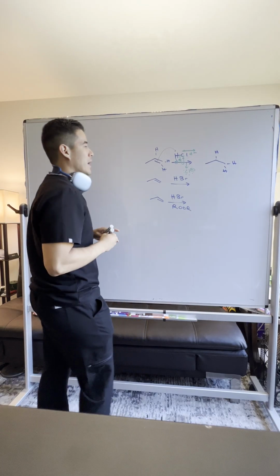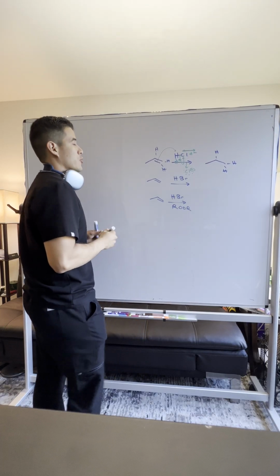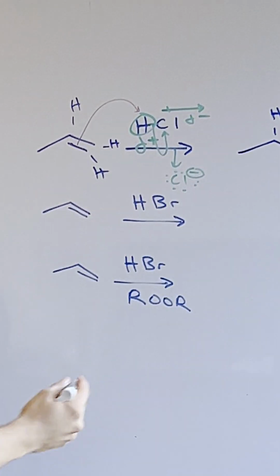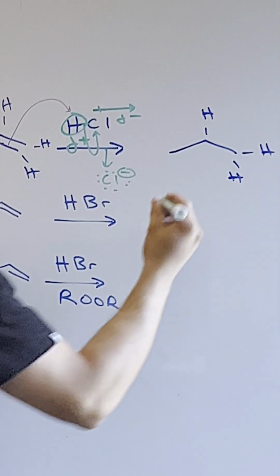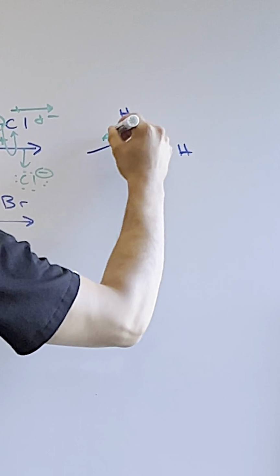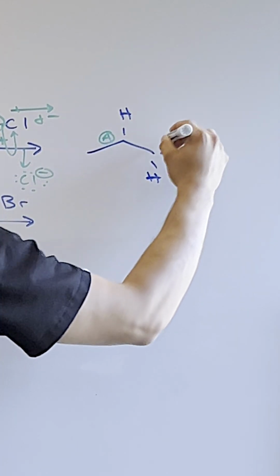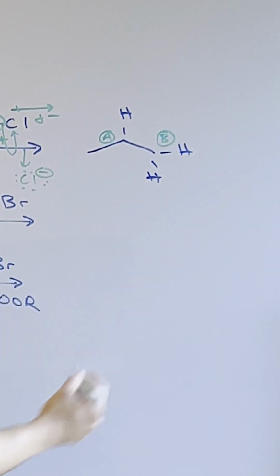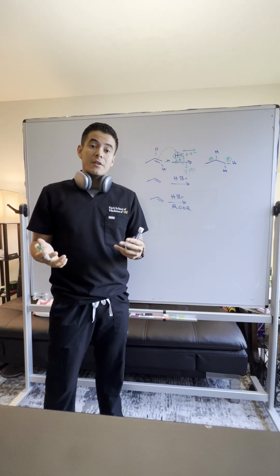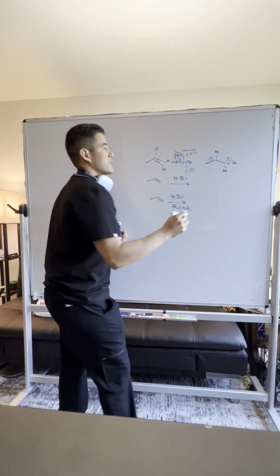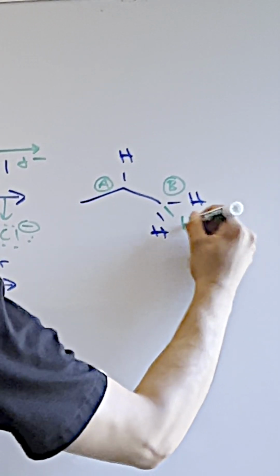However, we're gaining a new hydrogen, right? This is going to be our green hydrogen. Now the question is, where does that hydrogen go? Is it going to go more in this region, which we'll call region A, or is it going to go in this region, which we're going to call region B? Well, based on our Markovnikov understanding, we're going to place the hydrogen here at letter B.